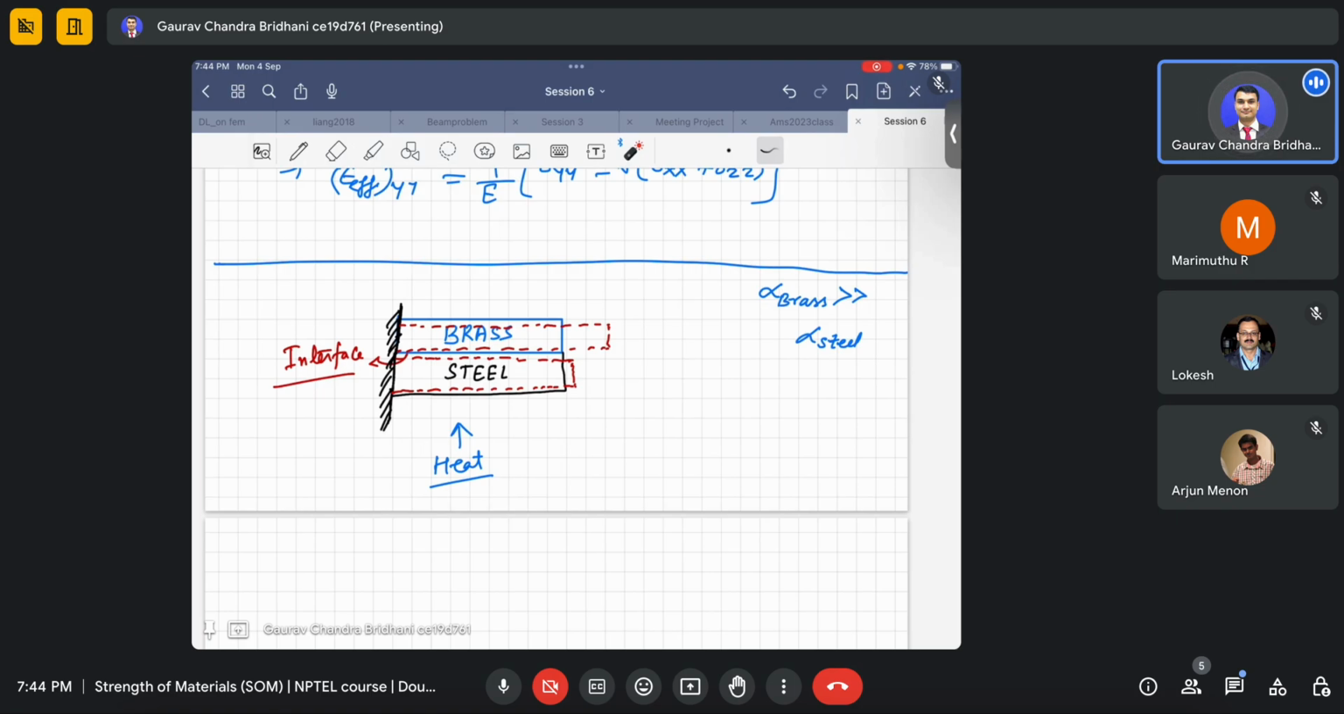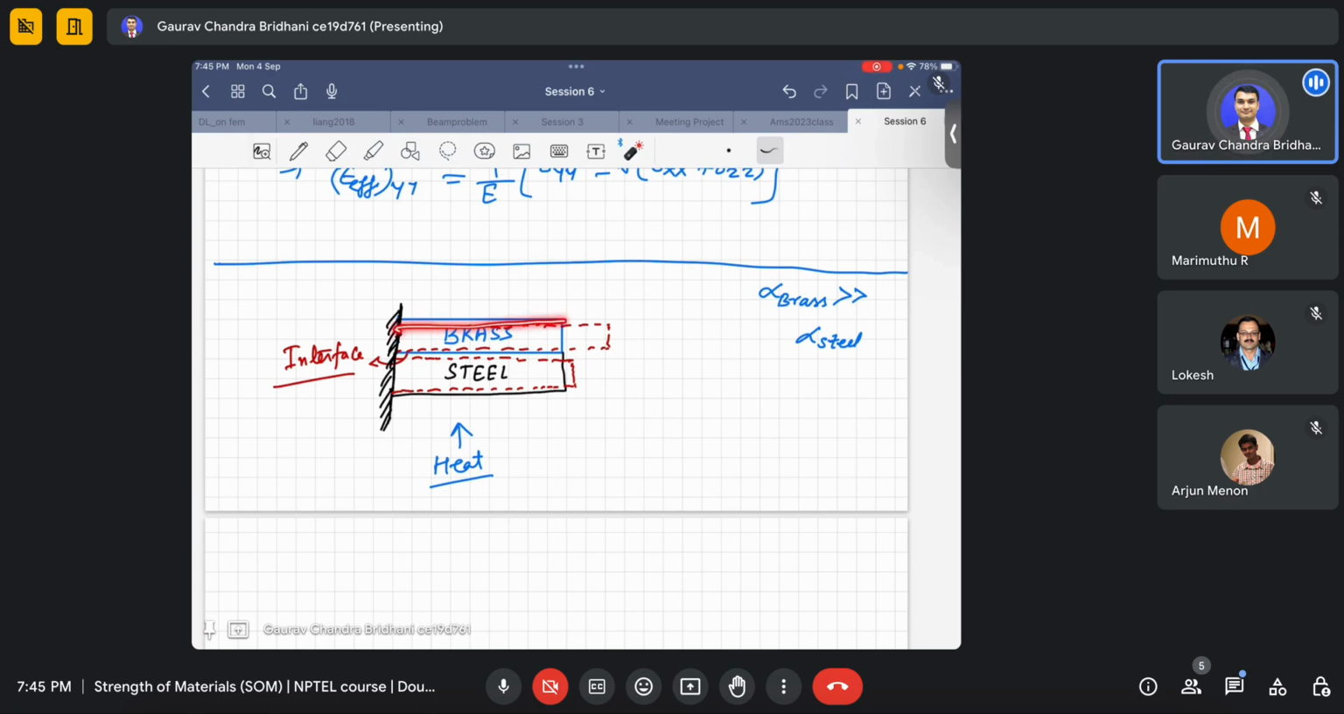But now we have a common interface. We have to satisfy that compatibility because we are connected together. So, we should either expand or contract together. That means the strain in both the things, brass and steel, should be the same. How much, that will be governed, but it should be the same. Okay. Now, I will just explain why it is to be the same.